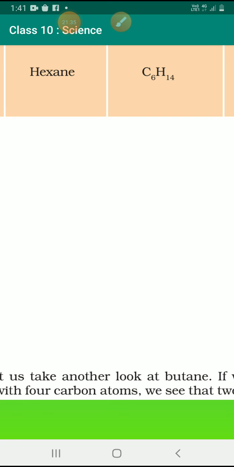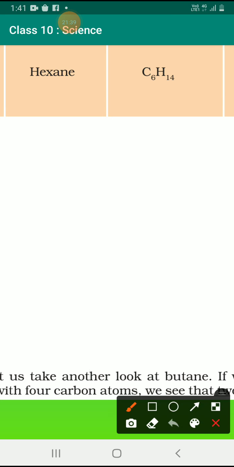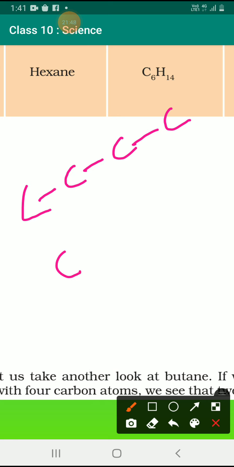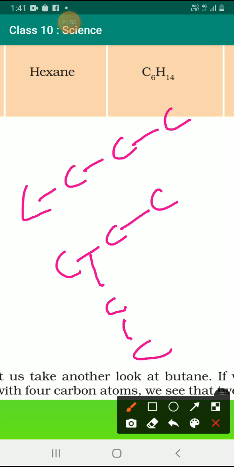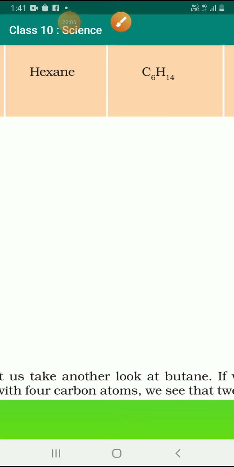Okay, so after writing this, you have to draw the structures also. For example, this is the example of a straight chain, C, C, C, C, C. This is the example of a branched chain. Got it? You have to draw the structure also. And the closed chain, how can you write it? One second, I'll write here.